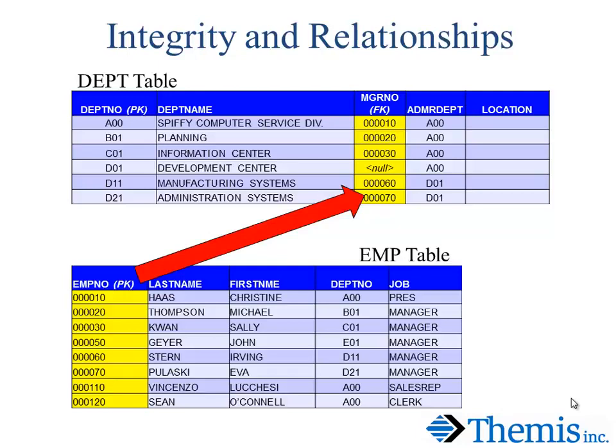I could have just as easily, though, taken the department number and put it down here. It says manages department, this employee manages department A00. One-to-ones, I could take the primary key of either one and put it on the other. Kind of want to do what makes sense for the business there, what makes it the most understandable. But as an implementation, it could go either way.